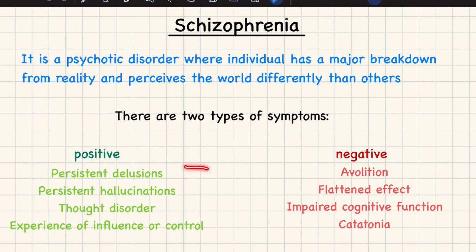These are the positive symptoms of schizophrenia. There are a lot more symptoms, but these are the easiest to learn. Then comes the negative symptoms of schizophrenia. Avolition means lack of motivation.